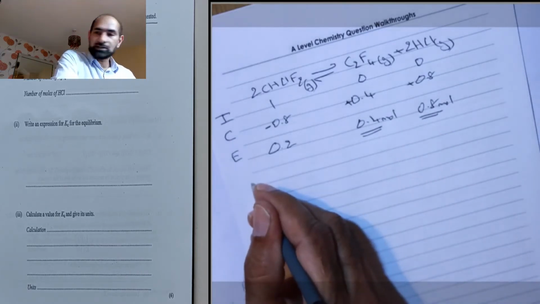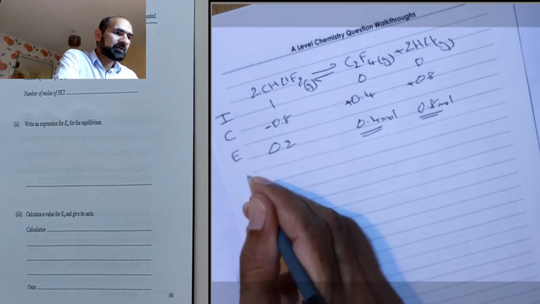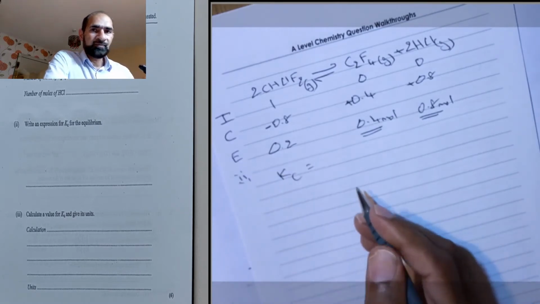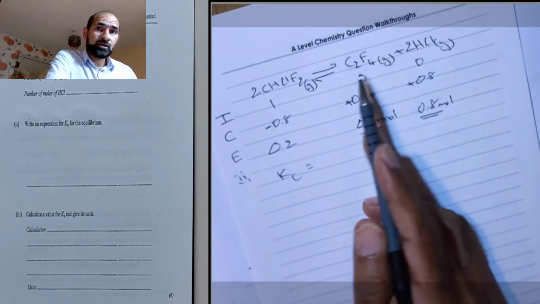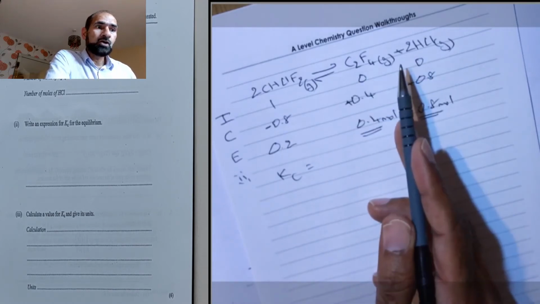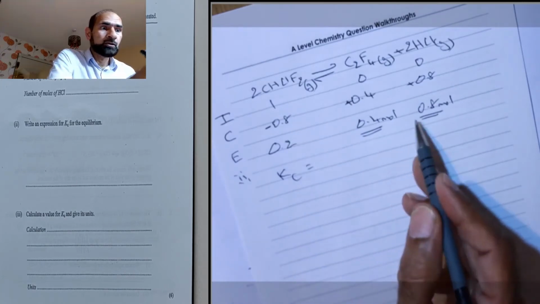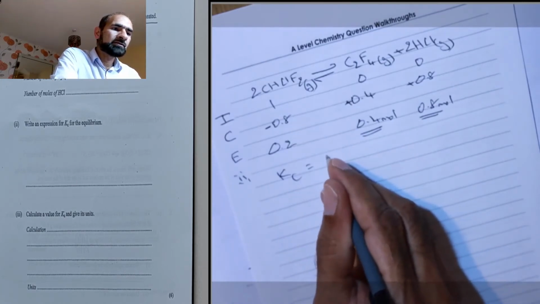Okay, so I'm just going to answer that question. So part 2, expression. Right? So Kc of this reaction is the concentration of the products over the concentration of the reactants. All right, and this time it is concentrations, not moles. All right, so here we go. So concentration of the product.